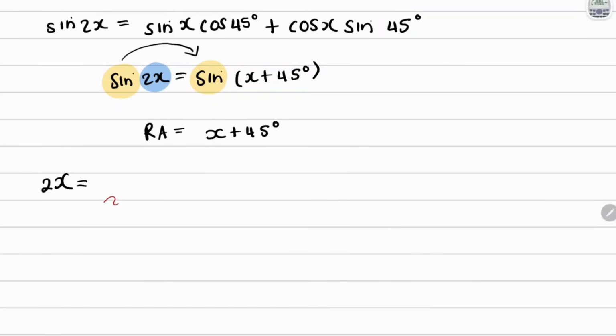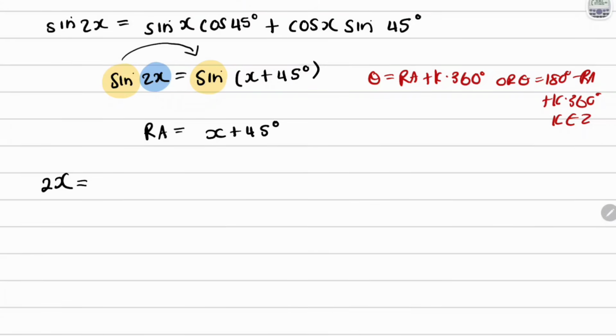So what I'm going to say here is, I know that this is my reference angle, but remember that with the function sine, you're only going to use two things, okay? When you're solving for your angle, whatever it is, theta or x, you say your reference angle, then just plus k 360 degrees, or theta is equal to 180 degrees minus your reference angle, plus k 360 degrees, where k is an element of integers. That's what you're going to do. So that's what we're going to do here. Our reference angle is the x plus 45 degrees.